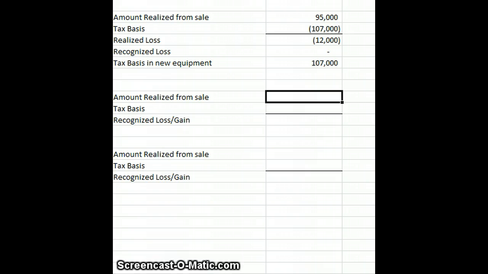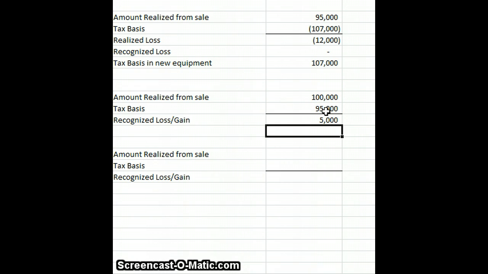Okay, so now we've made that sale for $100,000 cash, so my amount realized from the sale is $100,000. Under a taxable basis, our basis in the equipment was $95,000, remember, as we adjusted that basis. Therefore, my gain is $100,000 minus my tax basis of $95,000. So I'm going to have a realized and recognized gain of $5,000.